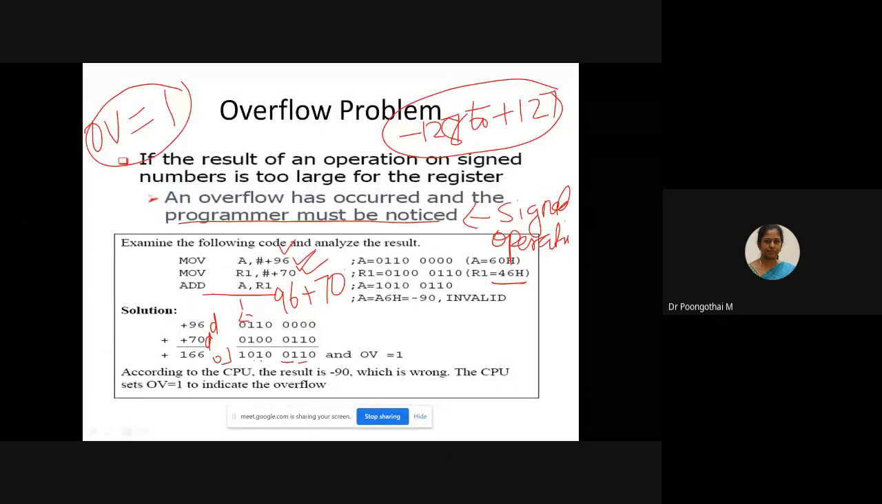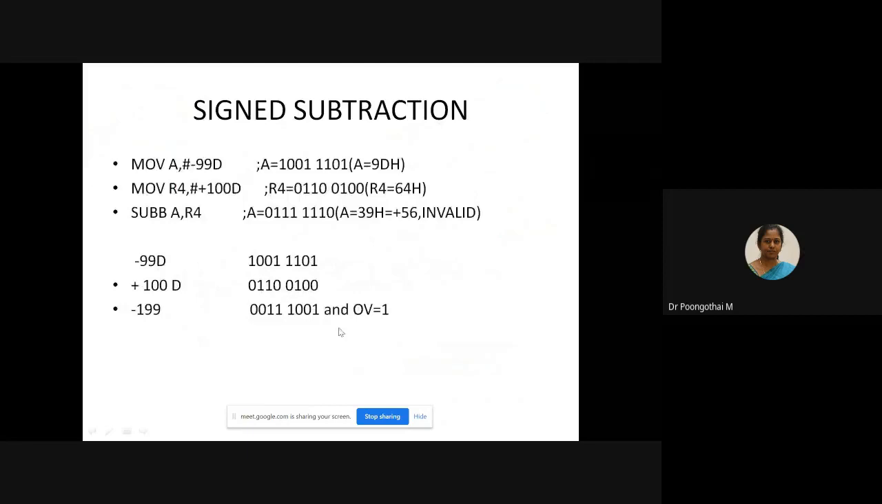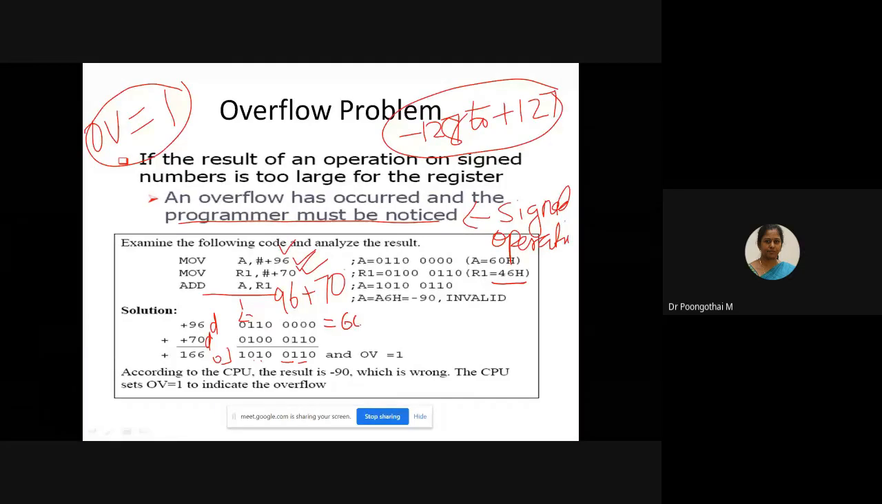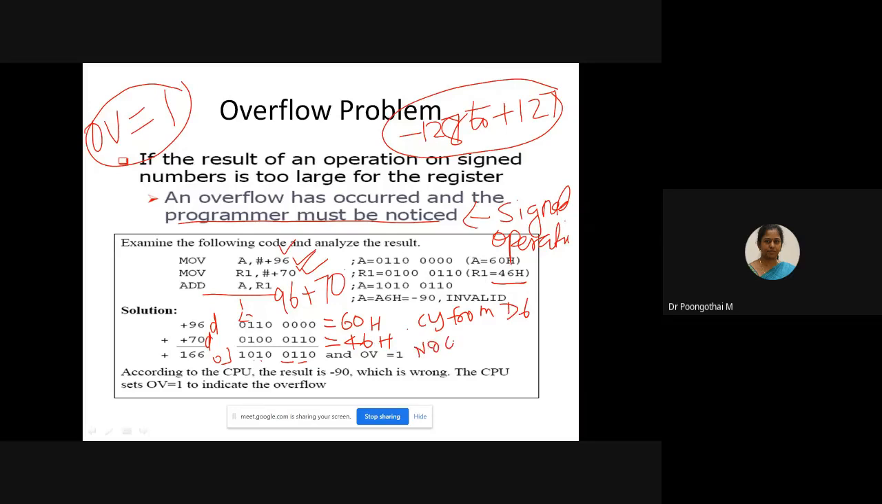See, 60. This is 60. So this number is a decimal number, okay? This is 46. So after adding these two, there is carry from D6. Please note it down. There is carry from D6 and no carry from D7.